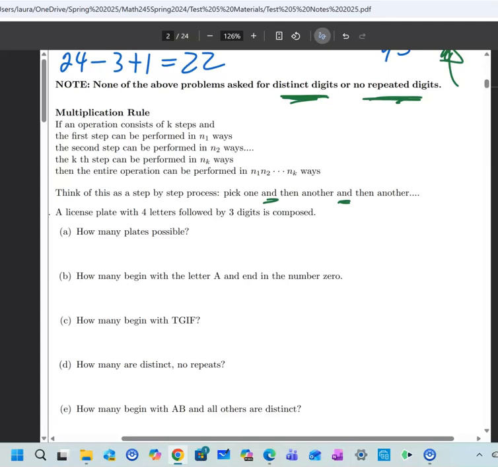Okay, so here I have 4 letters, I'll put them in green, and then 3 digits, I'll put those in blue. So how many plates are possible? Well, let's think about it. On the letters, don't I have 26 for each choice? And then for the digits, don't I have 10? Yes, I have 10 choices for each of the digits.